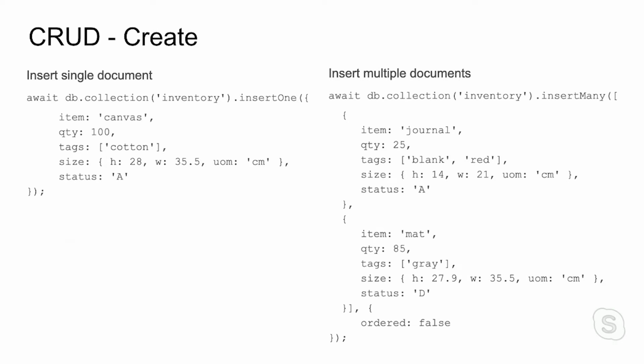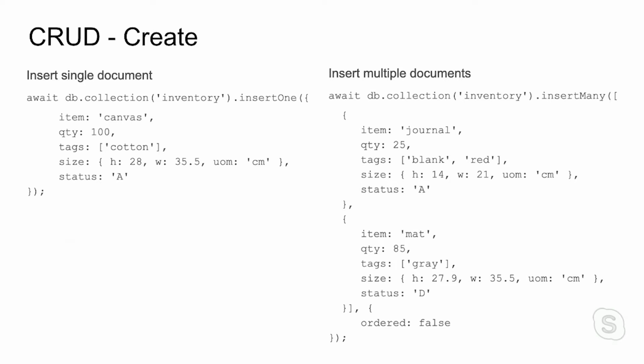Okay, now we will move to the create part. It's really simple. In this case, for example, if you want to insert a single document, the db is the instance of the connection to the database. So you're saying to this database, I want to use the collection called inventory and insert one document, and you pass the document as a parameter to the function, which is just JSON.